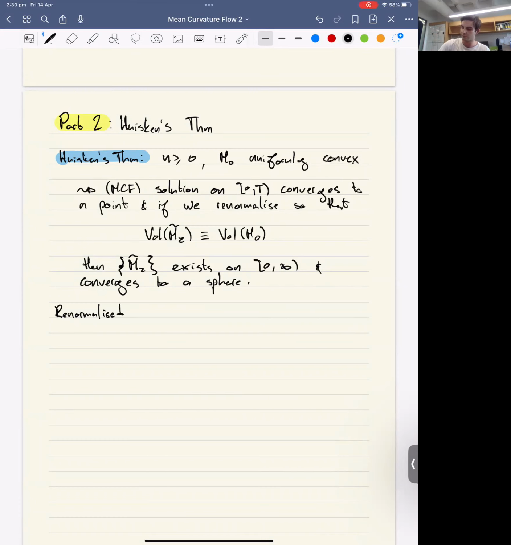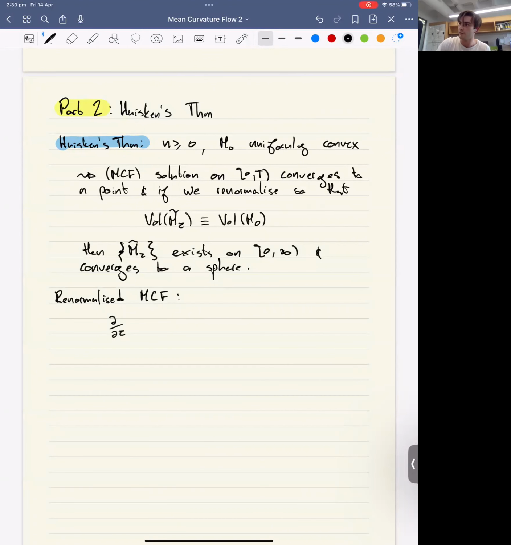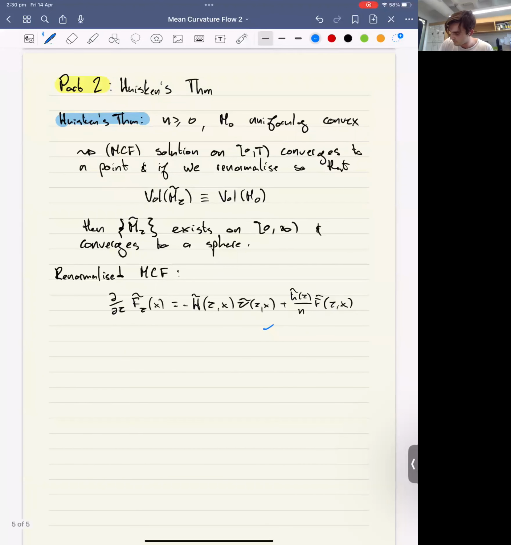In fact, these renormalized mean curvature flows also satisfy an equation, and it looks like this. The derivative with respect to a different time variable, tau, of x is equal to minus tau x plus a factor that I add on, which is the factor which keeps the volume constant. This is defined by h, the average of the square of the mean curvature.